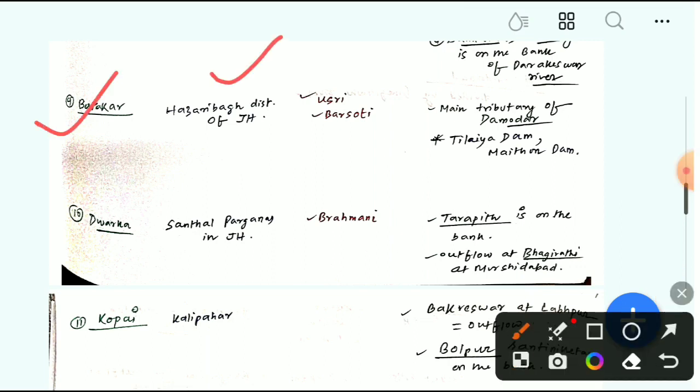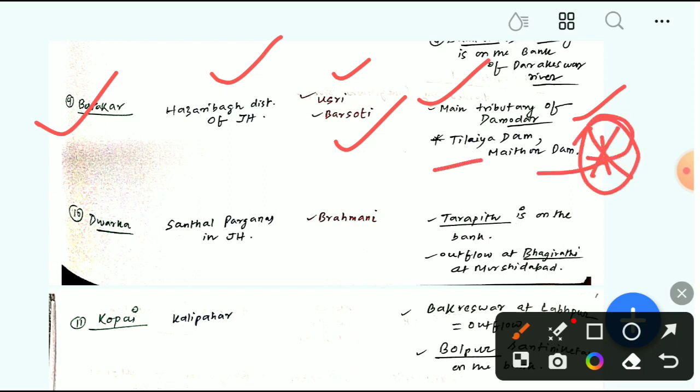Next is Barakar river. Its origin is Hazaribagh district of Jharkhand. Tributaries are Usri and Barsoti. It is the main tributary of Damodar. Tilaiya Dam and Maithon Dam are present on this river. So it is important: Tilaiya Dam and Maithon Dam on the Barakar river.